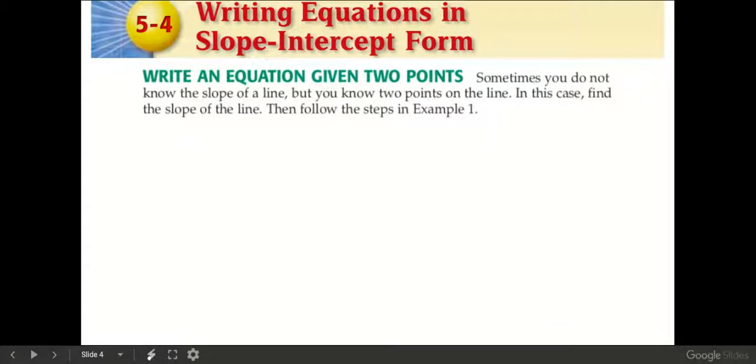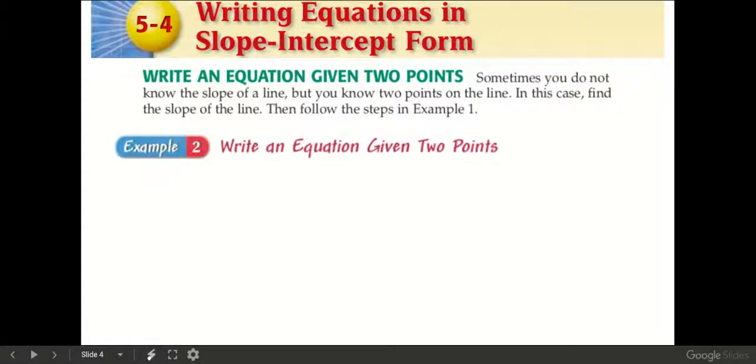So now it says, well, what about if you're going to write an equation and you're only given 2 points? Sometimes you don't know what the slope of a line is, but you know 2 of the points that are on the line. Well, in that case, we're going to use what we used in the first lesson in this chapter, which is when I have 2 points, I can find the slope of that. So let's go ahead and look at an example.